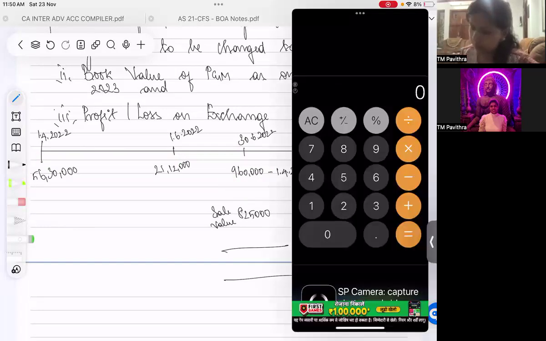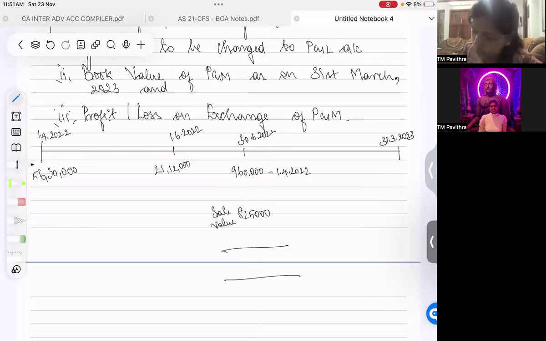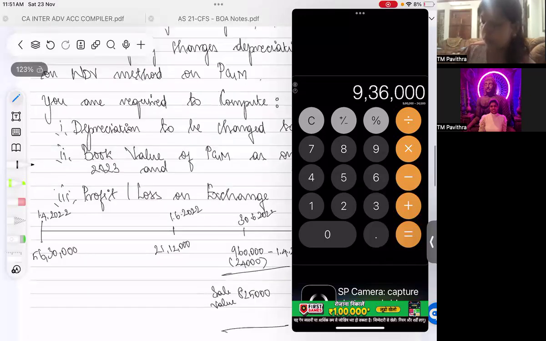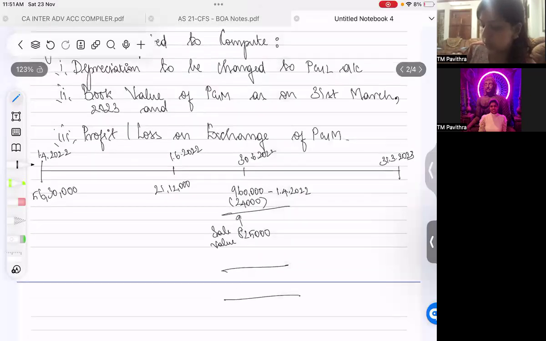Arriving at the value of depreciation, it is 9,60,000 into 0.1 into 3 divided by 12. So the value of depreciation is 24,000. Let us deduct it to arrive at the written down value. So 24,000 is our depreciation. 9,60,000 minus 24,000 will give us 9,36,000. So this is the carrying value of our said machinery as on this date, 9,36,000.